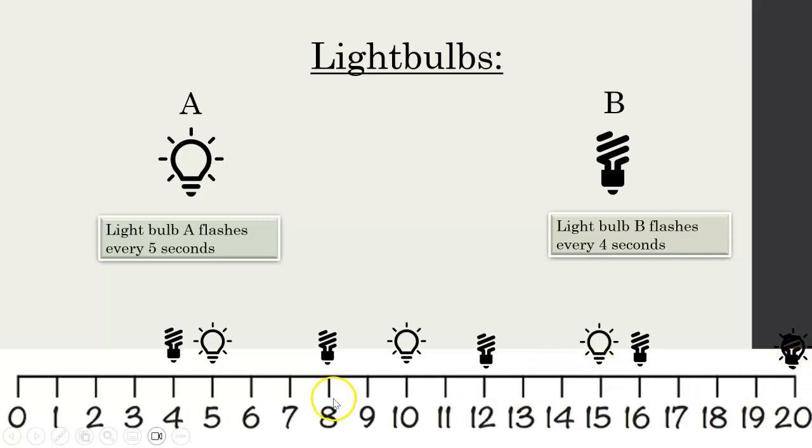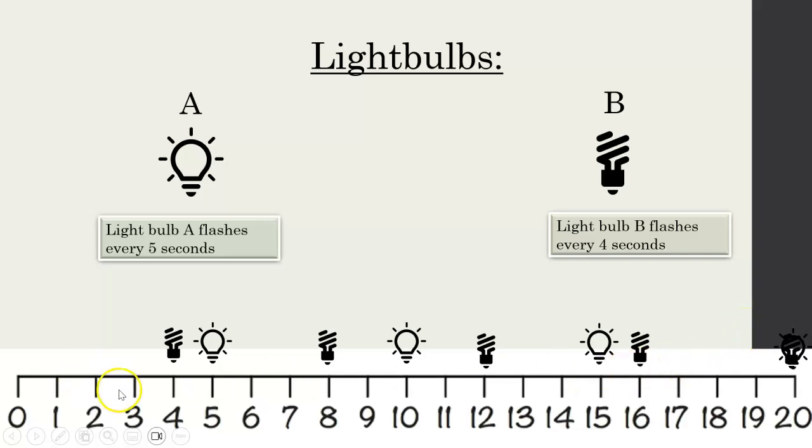20. Now, how did I get that? Well, I'm adding 5 each time. Light bulb A flashes every 5 seconds. So 5, 10, 15, 20. Now, light bulb B, when does it flash? It was at 4, 8, 12, 16, 20. I'm just adding 4 seconds each time. Now, you'll notice at 20, they both flash. Light bulb A flashes, light bulb B flashes at 20. So that's when they both flash, at 20 seconds.